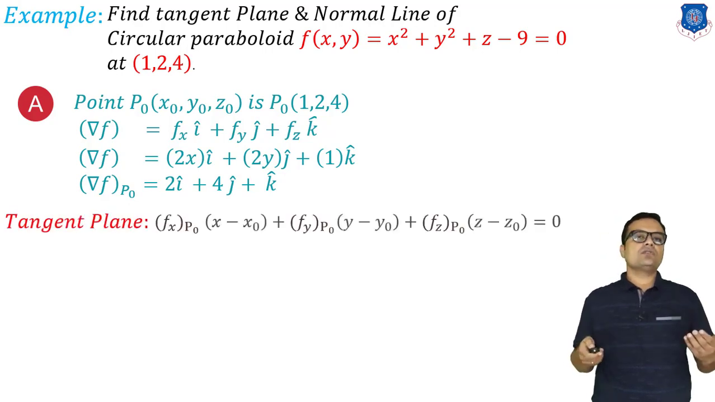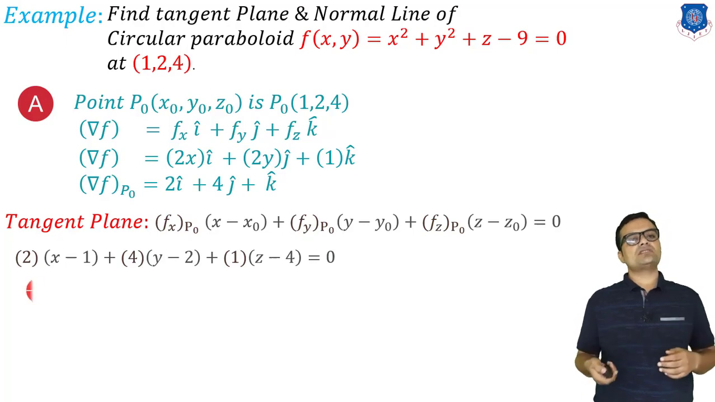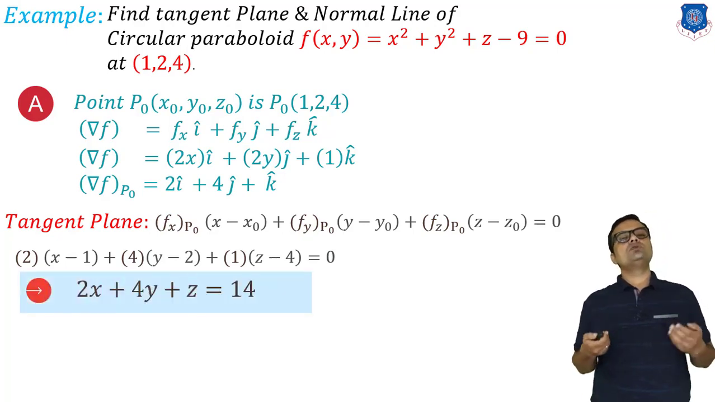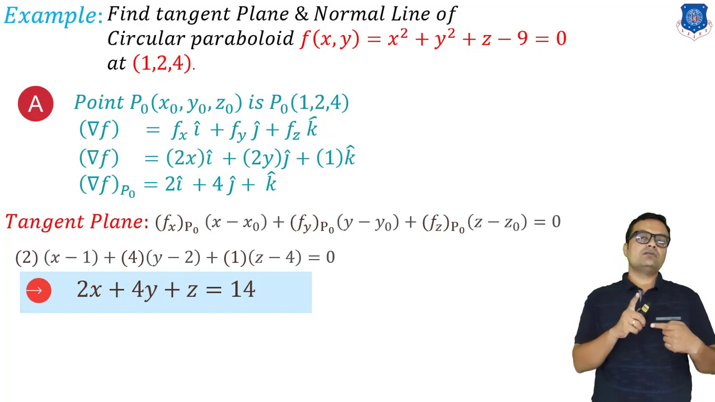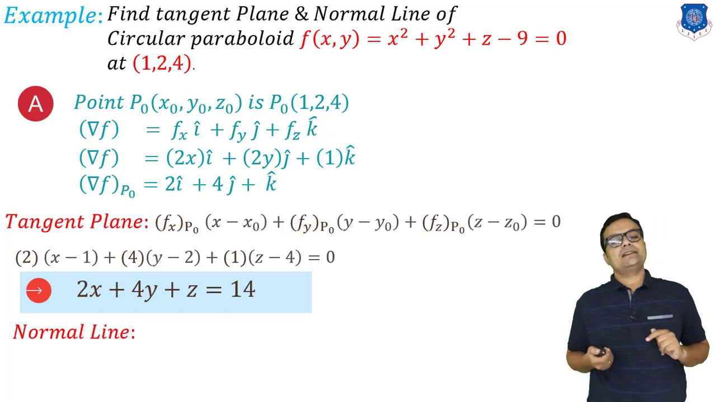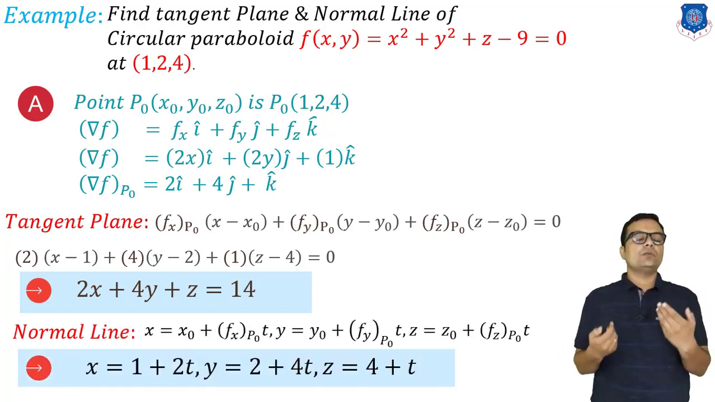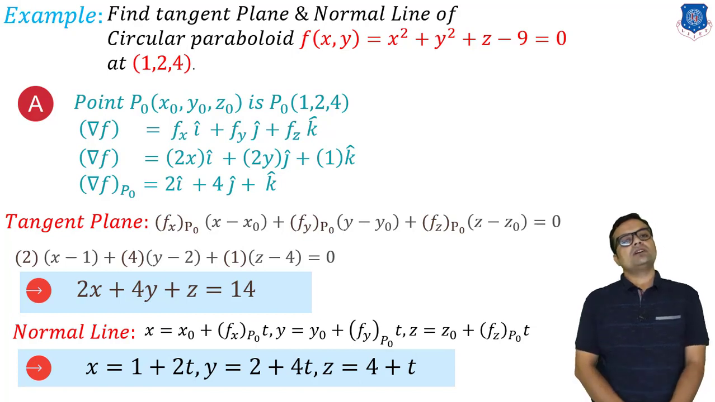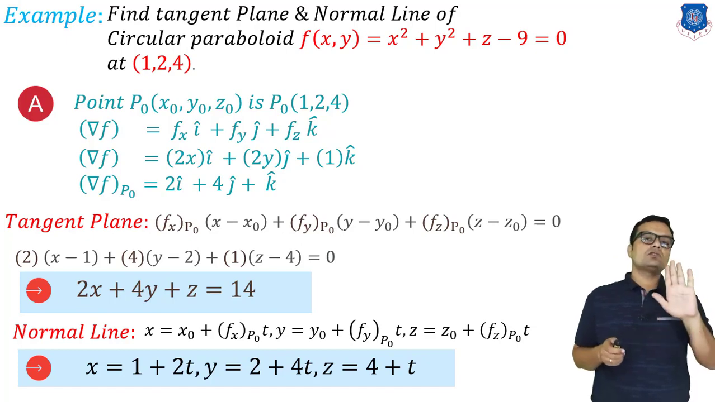The definition of the tangent plane is this; take all inputs into this definition. Finally it will give you the equation 2x plus 4y plus z equal to 40. So this is the equation of that plane which is on the surface at point 1, 2, 4. And the normal line is given by this form: x equal to 1 plus 2t, y equal to 2 plus 4t and z equal to 4 plus t. You should pause and look at this solution very carefully.